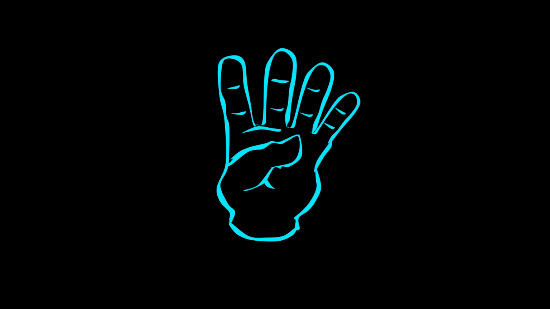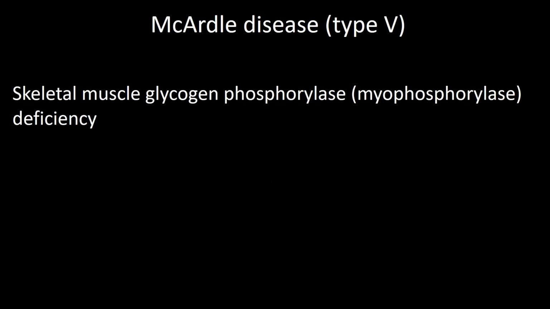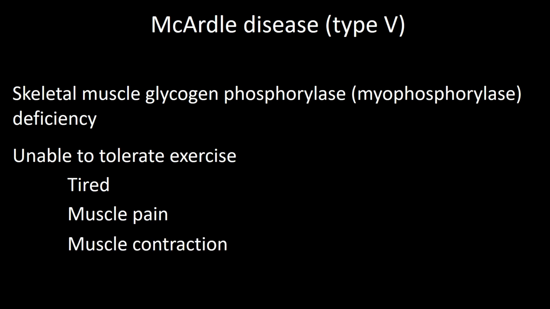The fourth condition is McArdle's disease. This condition is due to skeletal muscle glycogen phosphorylase, called myophosphorylase, deficiency. Patients with this condition are unable to tolerate exercise. They tire easily, develop painful muscles and involuntary contractions. During the episode of muscle contraction, urine turns dark due to the presence of myoglobinuria.